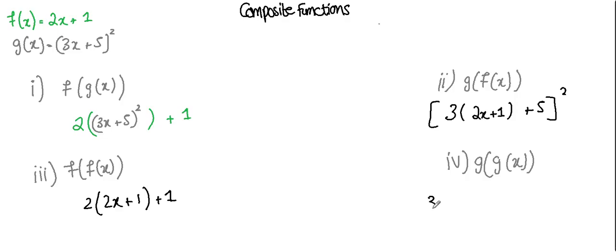Okay. 3 plus 5. Let's not forget the whole squared. What will we have again? Yes, 3x plus 5. Where will we have the square? Now be careful.